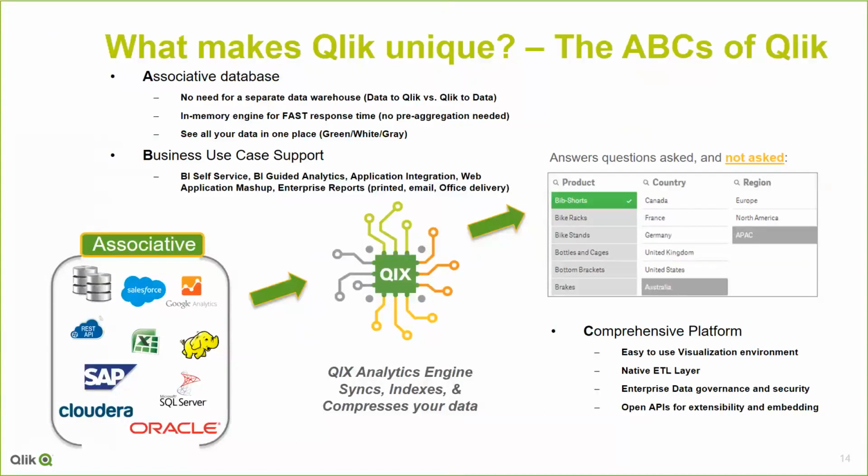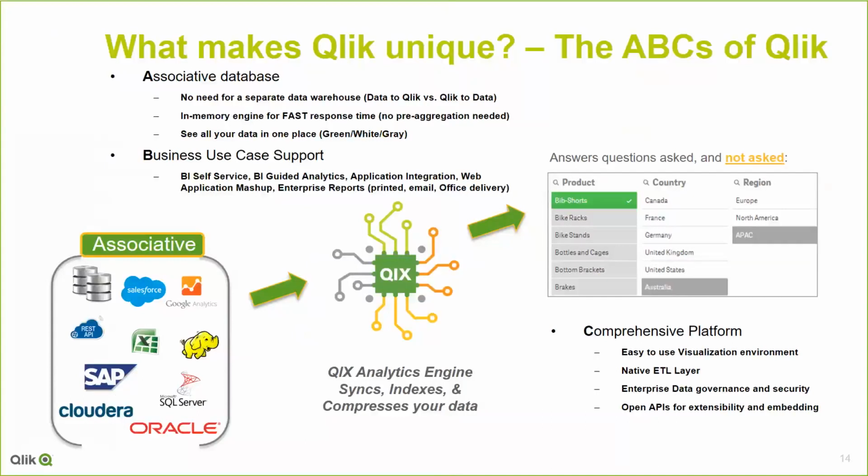Finally, there's a capability of the associative database that we call green, white, and gray, and you can see an example of that on the right-hand side. That provides a lot of business benefit to users. And the reason for that is when users go in and start making selections or filtering their data, once they filter on a data point, we'll highlight that in green. But more importantly, all the other data points, we're going to highlight either in white, which means they're related to that selected point, or in gray, which means it's not related to that selected point.